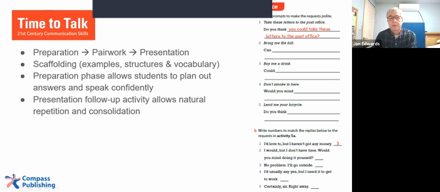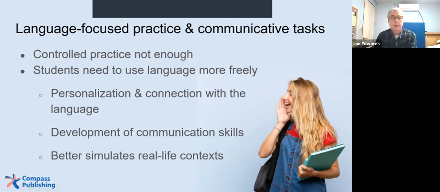And there's lots of scaffolding provided as well in terms of examples, and the structures are taught beforehand and vocabulary is taught beforehand as well. So this allows them to practice it, and then you can get them to do a presentation as a follow-up activity to give them a little bit more repetition and consolidation. But of course, this kind of controlled drill practice is not enough.